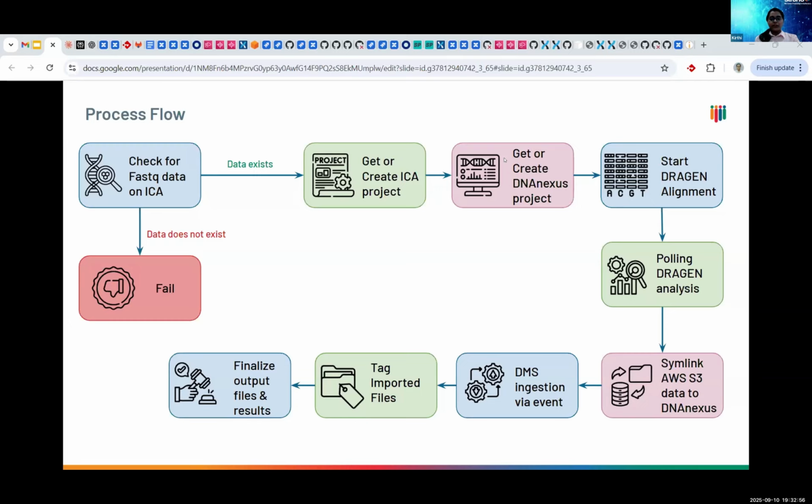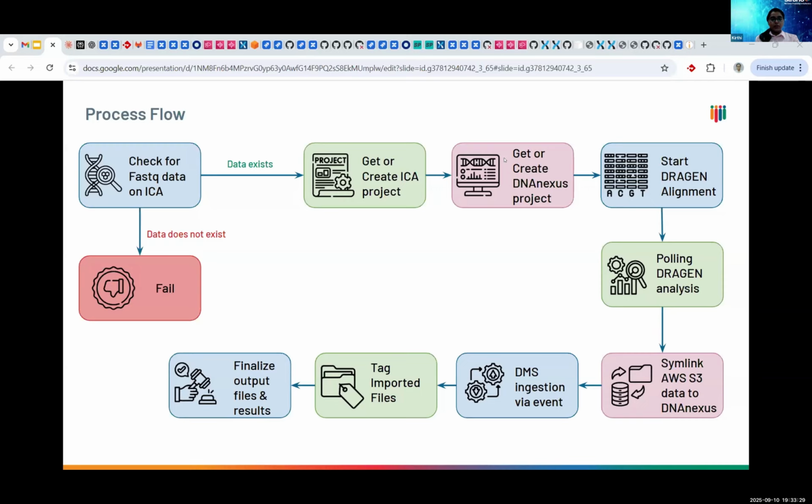After symlinking these AWS S3 files to DNAnexus, there is something called DMS ingestion of data via an event. This DMS is a data management system which is going to be covered by Eric. It is a system internally designed by Myriad that handles all the tracking of files and any other data management. So now we have our CRAM files, that is the results of the DRAGEN alignment, right?